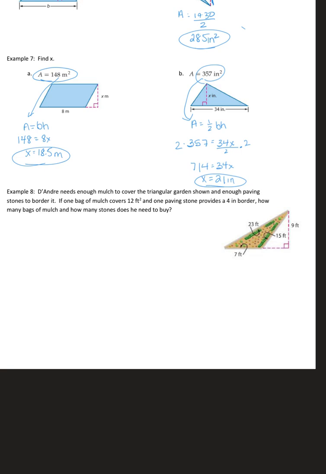All right, for this next example, we've got to do a little bit more work. So this says that DeAndre needs enough mulch to cover the triangular garden shown and enough paving stones to border it. If one bag of mulch covers 12 square feet and one paving stone provides 4 inches of border, how many bags of mulch and how many stones does he need to buy?